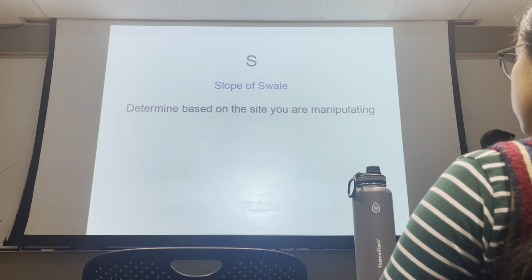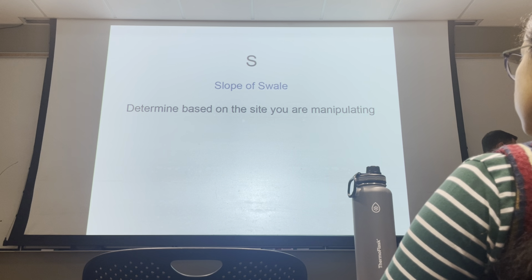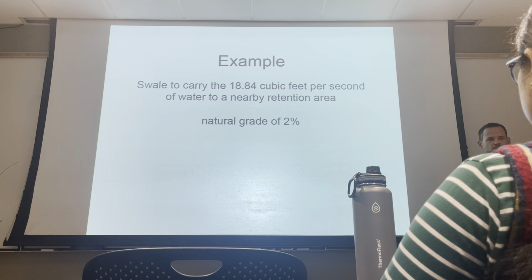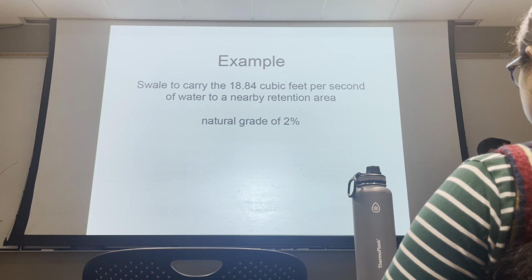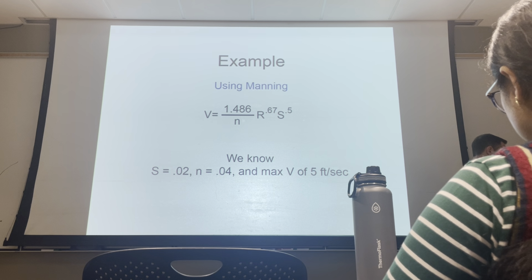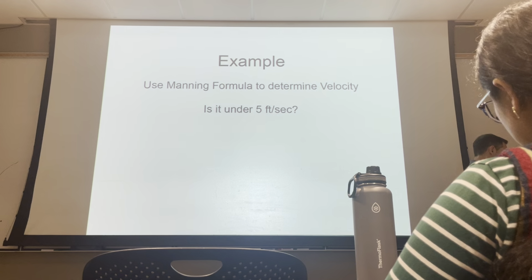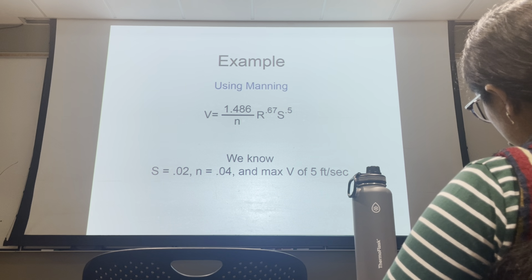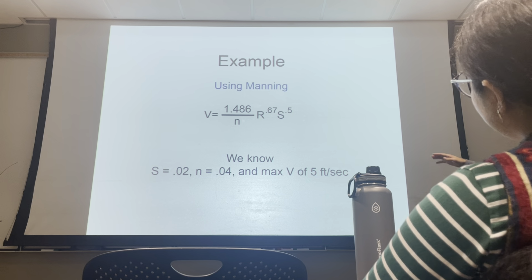What about the slope? What was the slope we were using for our site? It was 2%. Way back at the beginning of this project, we said it was 2%. So now I have to design a swale that's carrying 18.84 cubic feet per second across a 2% slope. So I'm going to plug all those numbers into this equation. Instead, we're going to check.